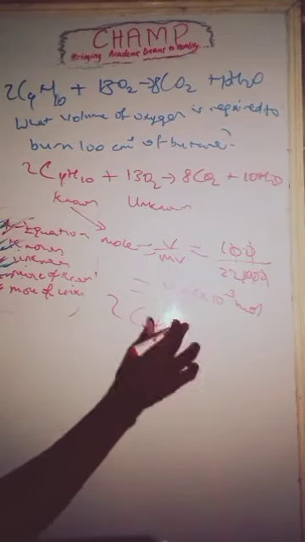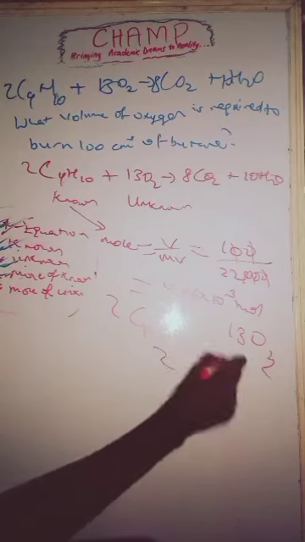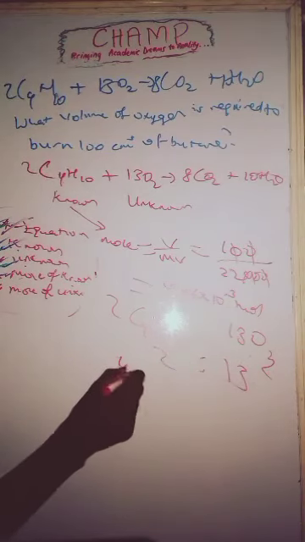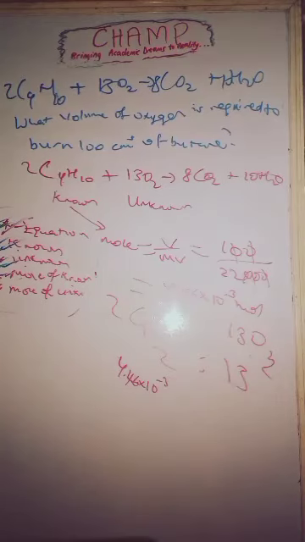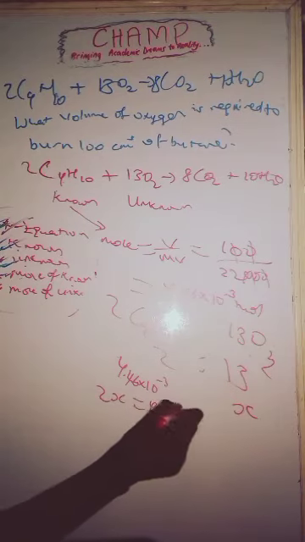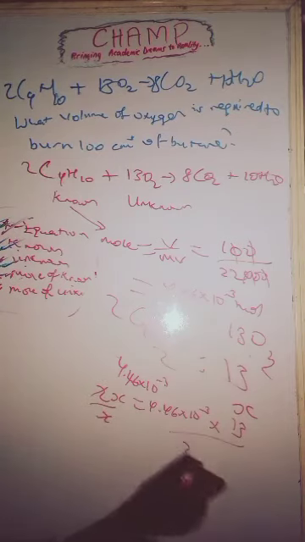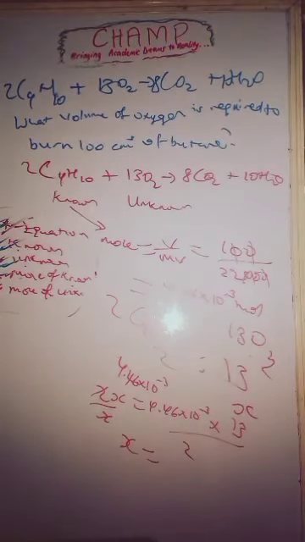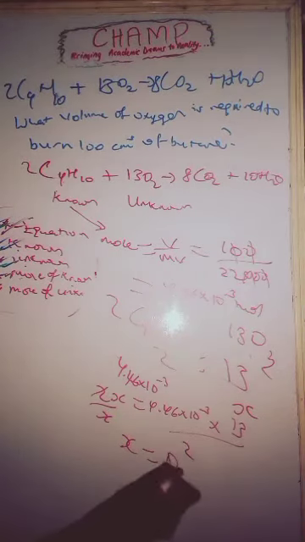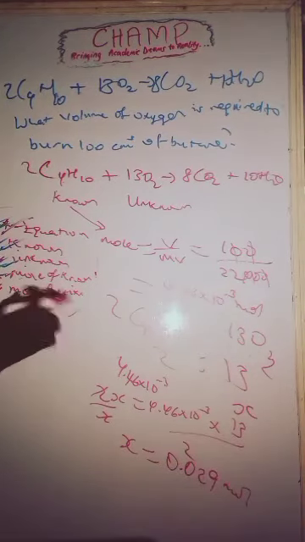C4H10. Then you're also dealing with 13O2. What's the mole ratio? 2:13. If this one is 4.46 times 10 raised to power minus 3, what will this one be? So you can call it x to get your mole. So that will be 2x is equal to 4.46 times 10 raised to power minus 3 times 13. So you just divide by 2. And this will give you your answer. So that's 0.029. So yes, this is the mole for your oxygen.